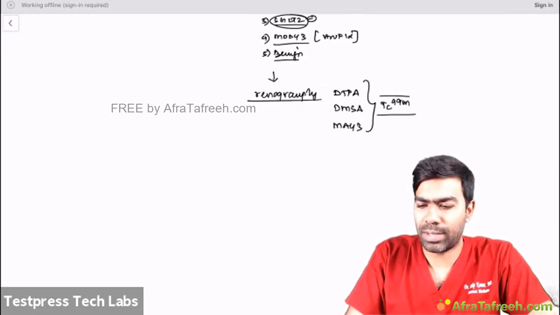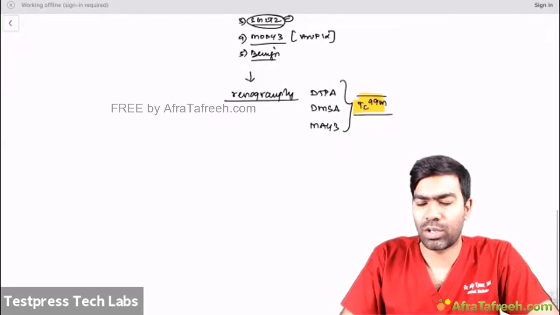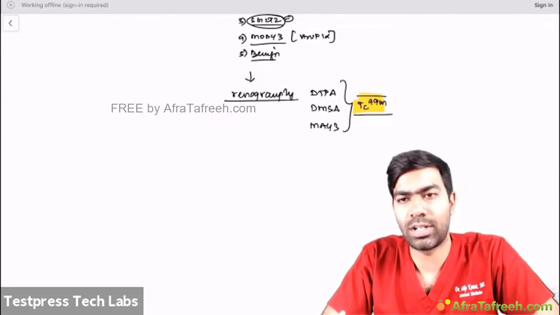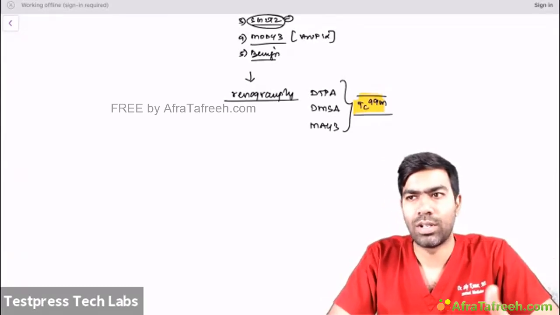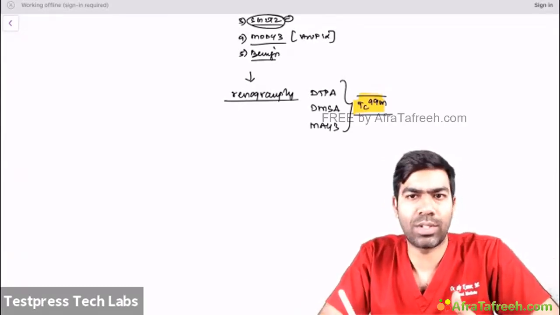So why are we labeling with technetium-99m? Because we need to count how much tracer is left, since technetium-99m is like a marker. Wherever this goes, it's like you would have seen in movies, isn't it? You tag with some marker.